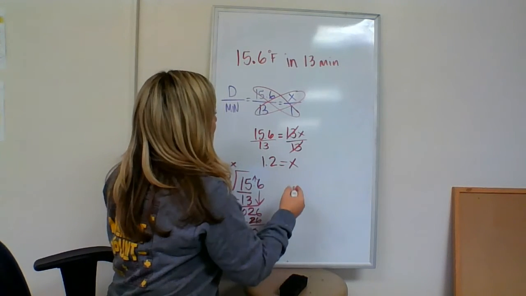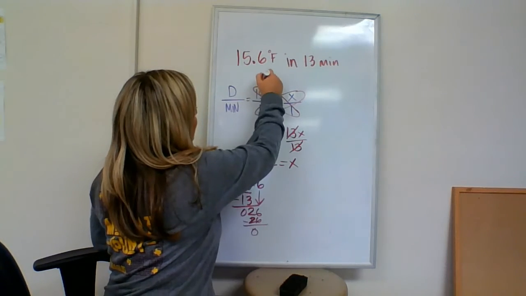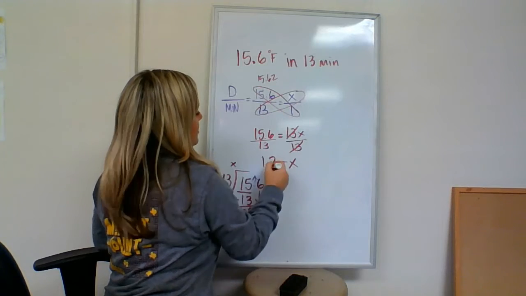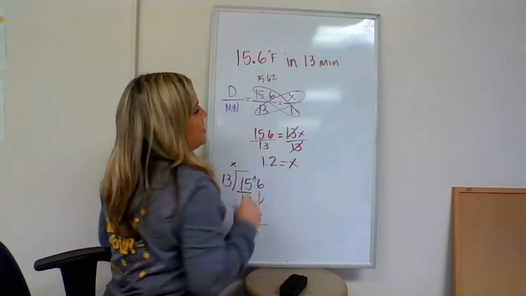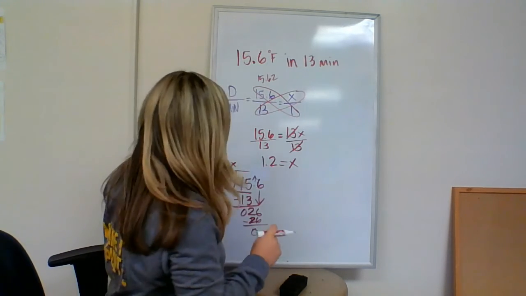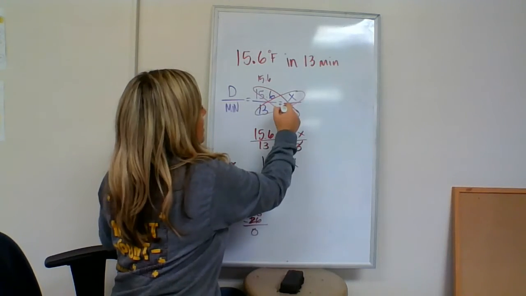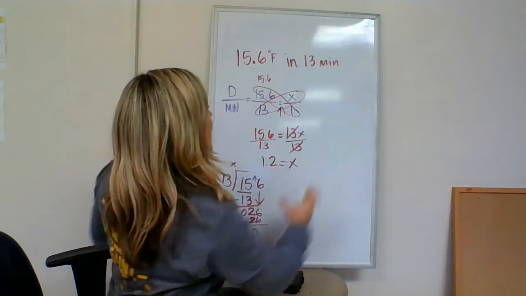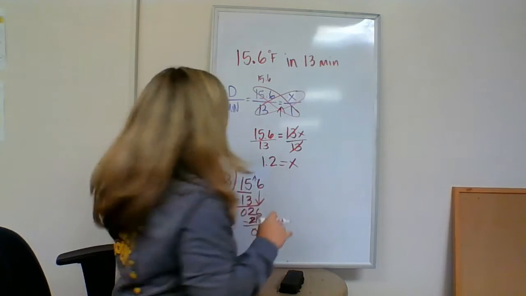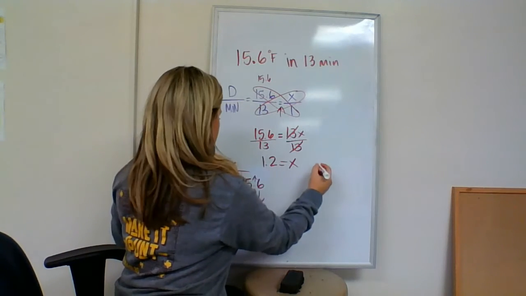Okay, so we want to make sure that this is 15.6 and that 13 times 1.2 is 15.6. Oh, I'm sorry, I put 2 right there. 15.6. We want to make sure both sides are equal. This equal sign says this side has to equal this side. They have to weigh the same. All right, so I'm going to come over here.